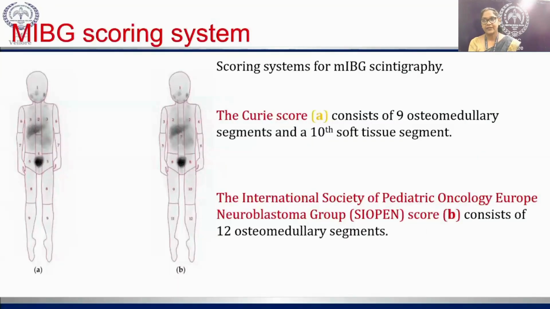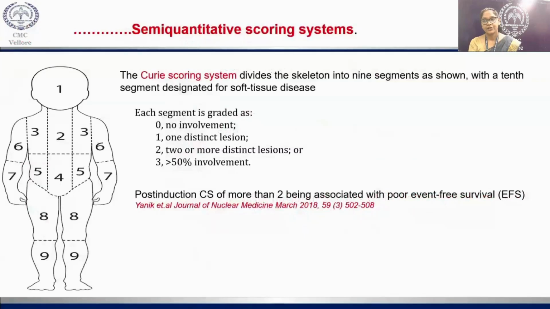What is the MIBG scoring system? There are two scoring systems for MIBG scintigraphy. The Curie score, which consists of 9 osteomedullary segments and a 10th soft tissue segment, and the SIOPEN score, that is the International Society of Paediatric Oncology Europe Neuroblastoma group, which consists of 12 osteomedullary segments. In the Curie scoring system, each segment is graded as 0 with no involvement, 1 and 2 with 1 and 2 or more distinct lesions, and 3 with more than 50% involvement.